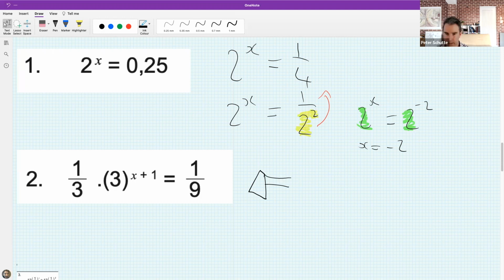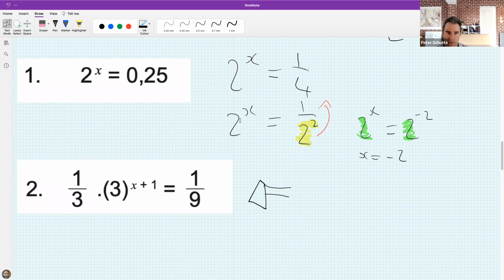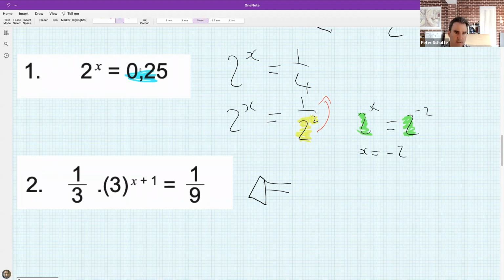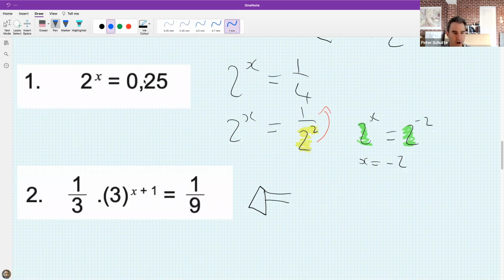Mr. Ace, is there time to explain number 1 again for Matsobane? Yeah, there is time while people are working on number 2. So what makes number 1 difficult is the fact that there's a decimal, right? Now, if we had a way of changing the decimal into a base 2, our question would be very easy.